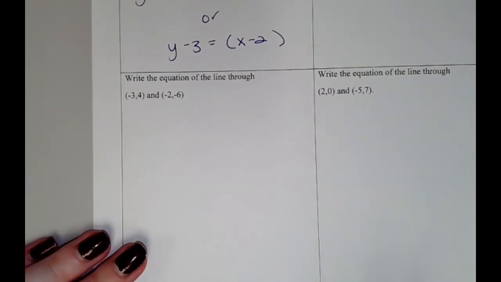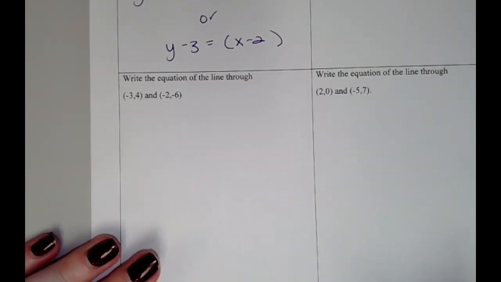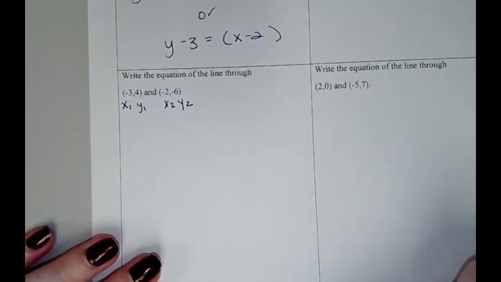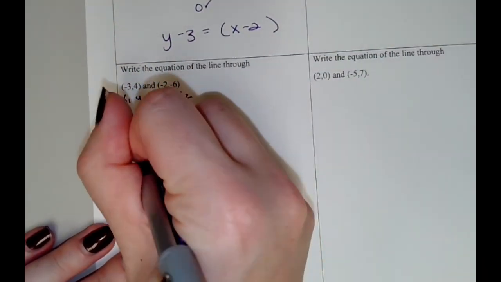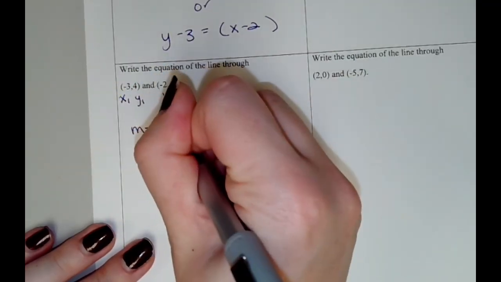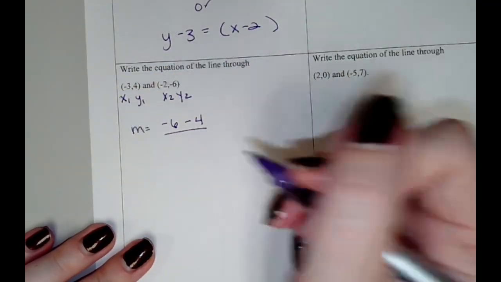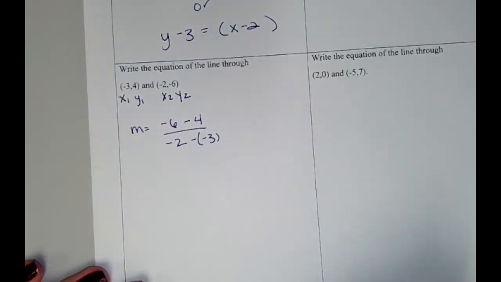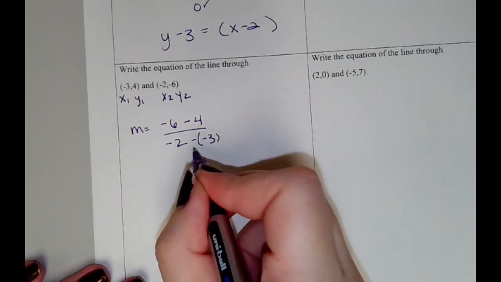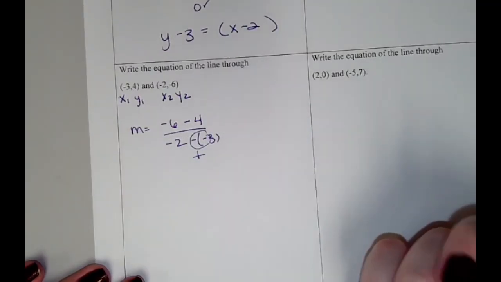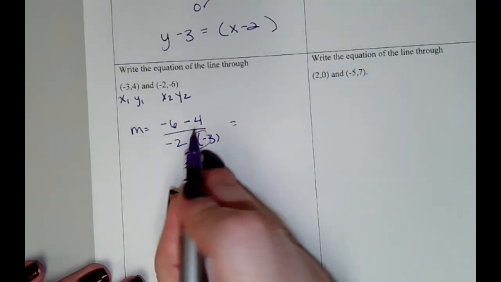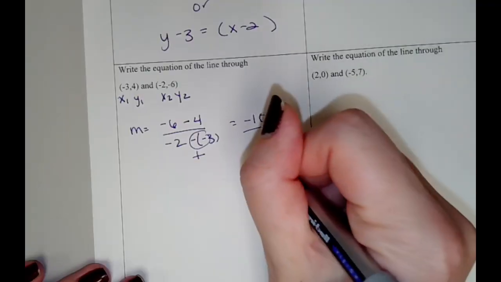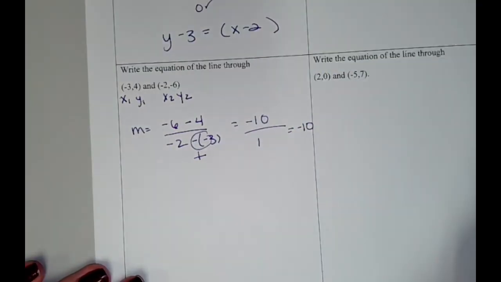Real quick, write the equation of the line passing through 2 points once again. So x1, y1, x2, y2. I just want to emphasize that what you're going to do is find the slope. So y2 minus y1 over x2 minus x1. So this time we're subtracting a negative. Don't forget, 2 negatives makes a positive. So what we really have here is negative 6 minus 4, which is negative 10, over negative 2 plus 3, which is 1, which gives me a negative 10 slope.